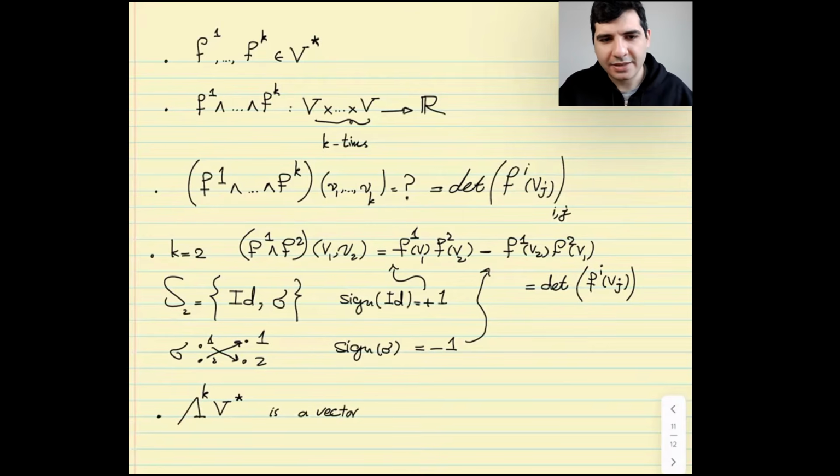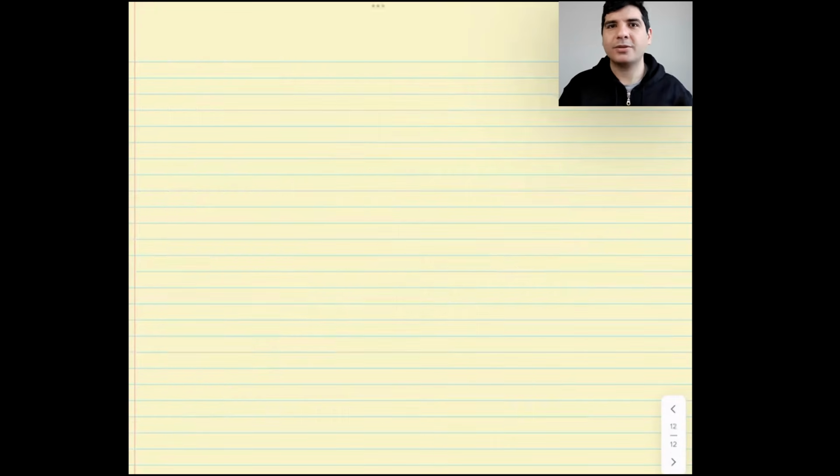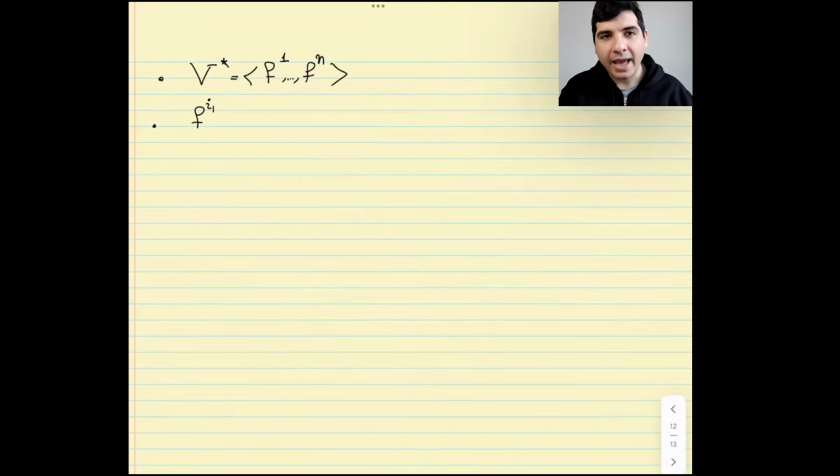As mentioned earlier, the space of alternating K-forms, lambda^K V star, is a vector space. Again, we would ask, what is the dimension of this space? As mentioned earlier, a good way to understand the dimension is to try to come up with a basis for that space. Let's say V star, as a finite dimensional vector space, has the following basis, F1 up to Fn. If I pick k elements out of these n elements, and I look at their wedge product, this would be a k-form. So it would be inside lambda^k V star.